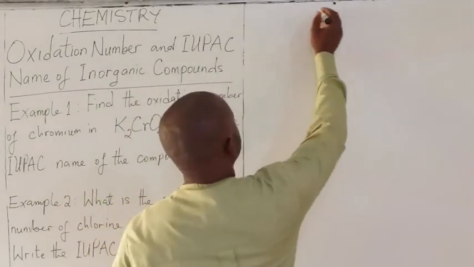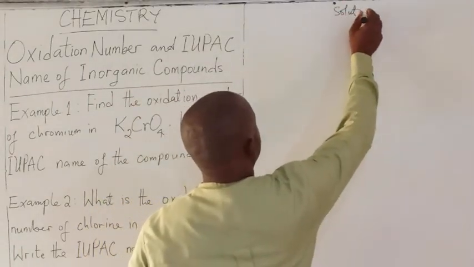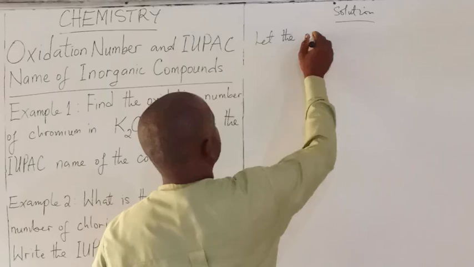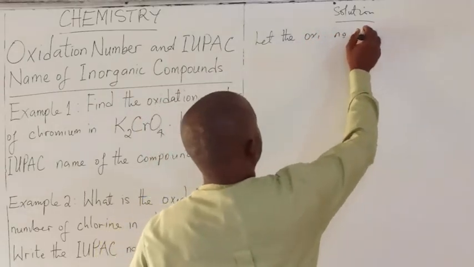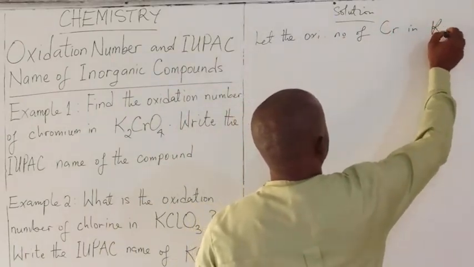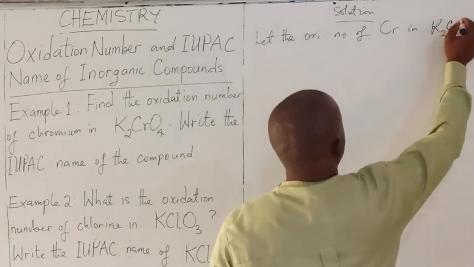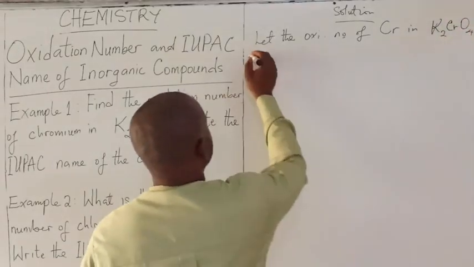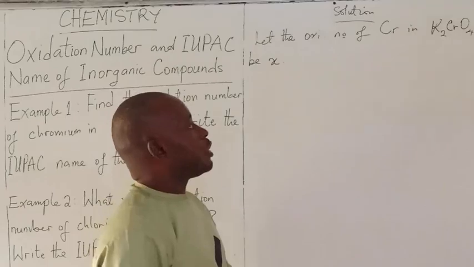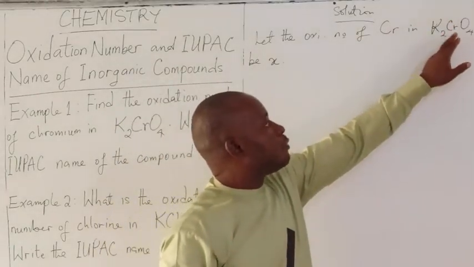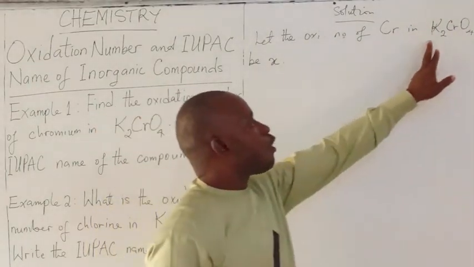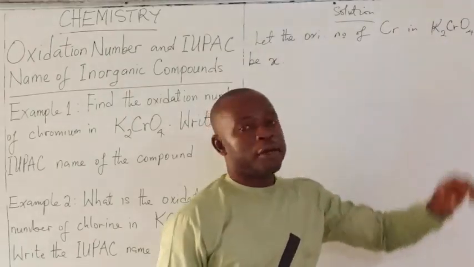We'll start by saying, let the oxidation number of chromium in K2CrO4 be X. We are stating let the oxidation number of chromium in this compound be X. Okay? So we are going to sum the oxidation numbers of all the elements here.